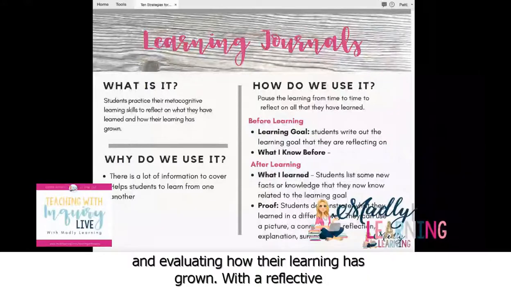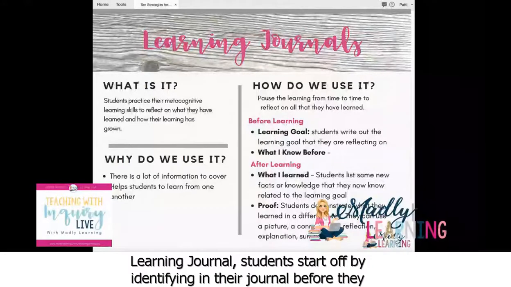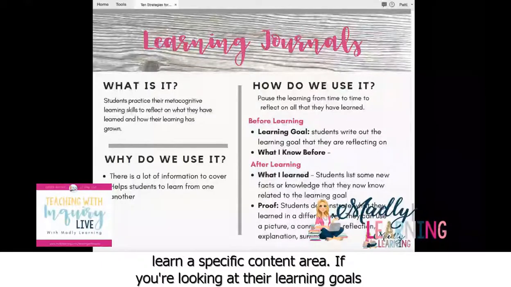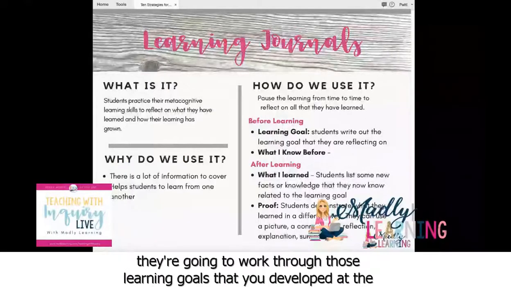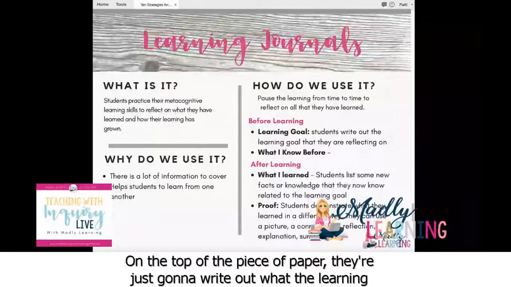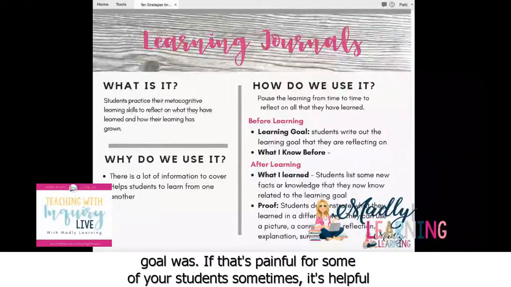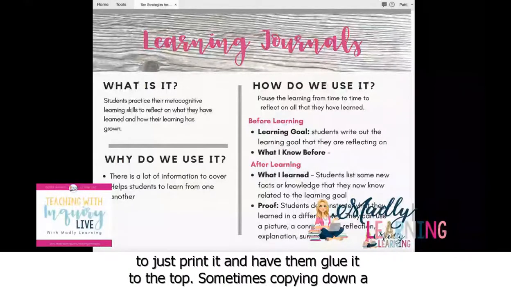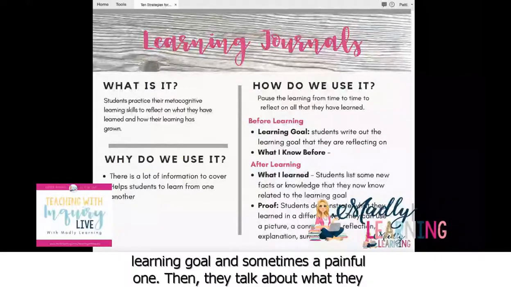So with a reflective learning journal, students start off by identifying in their journal, before they learn a specific content area, the learning goals that you developed at the beginning of the unit. On the top of a piece of paper, they're just going to write out what the learning goal was. Now, if that's painful for some of your students, sometimes it's helpful to just print it and have them glue it into the top. Sometimes copying down a learning goal is a painful one.